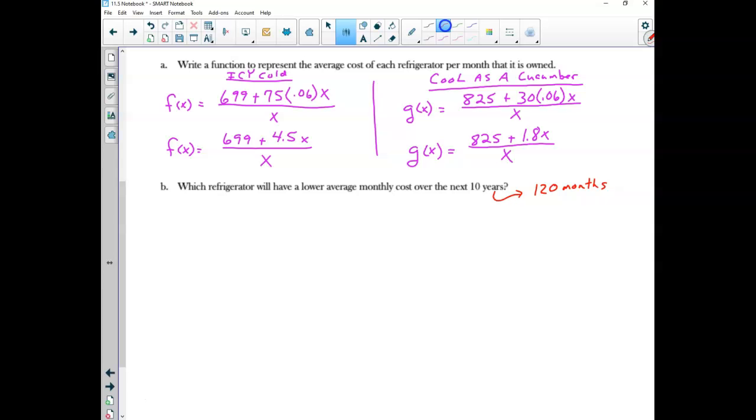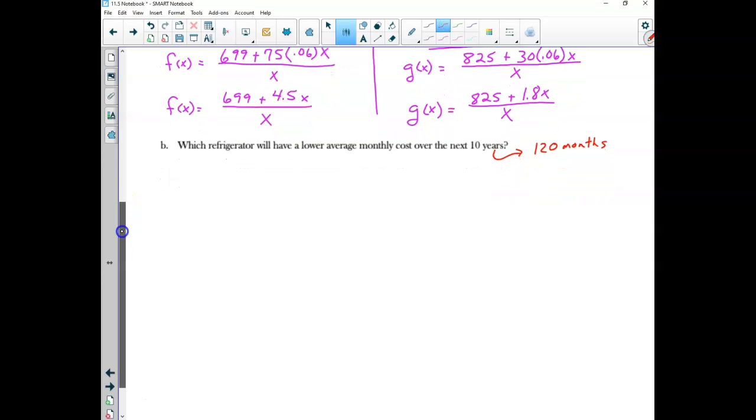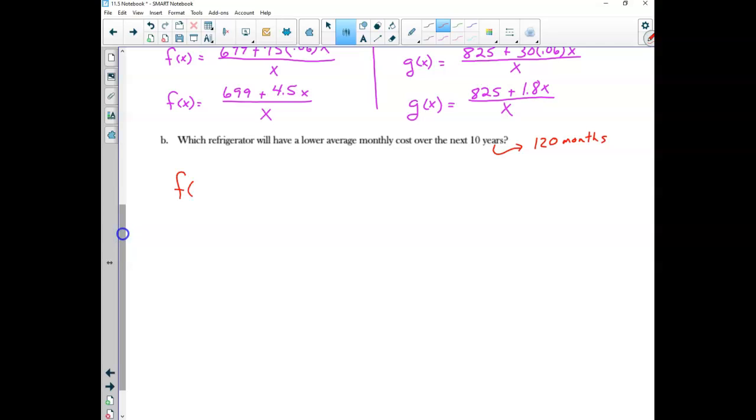So if we need our average monthly cost, we're going to take our icy cold and we're going to put 120 months in, and we're going to find out that one costs us $699 initially, plus we're paying $4.50 every month for 120 months. And we're going to sum up our total cost there. That top is our total cost, and we're going to divide it by the 120 months we have. And we are going to find out our icy cold refrigerator, when we do the math on that, that's going to cost us $10.33 per month.